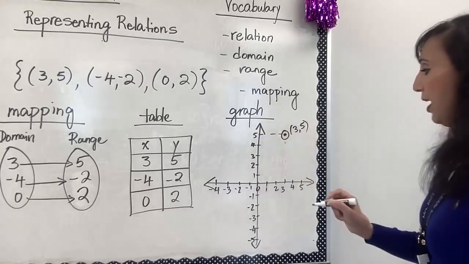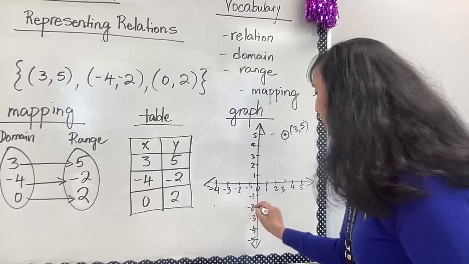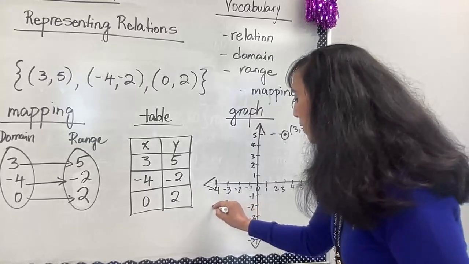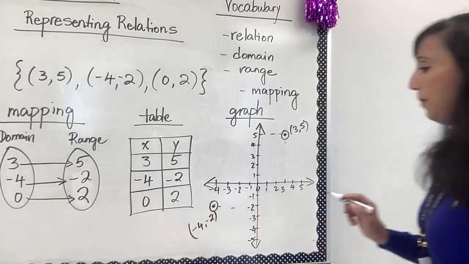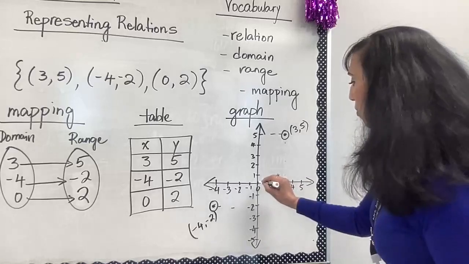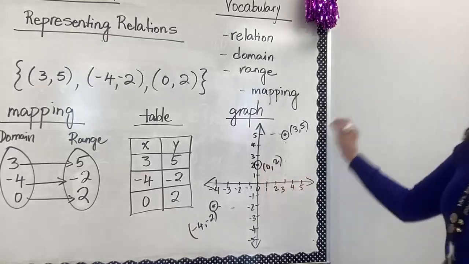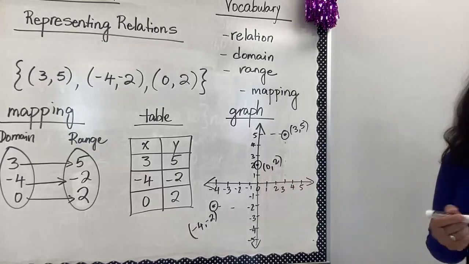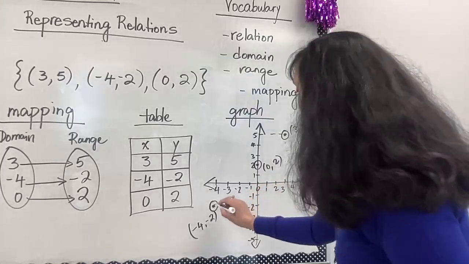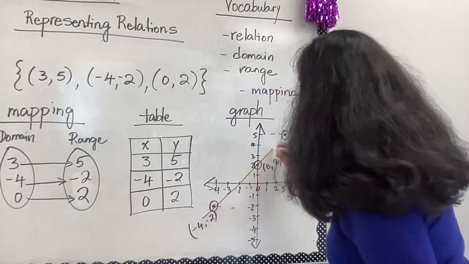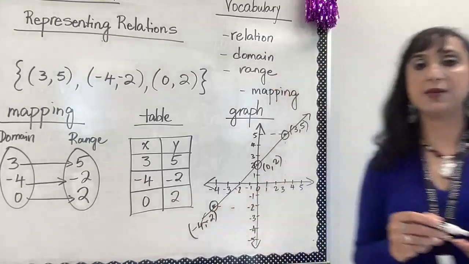And then if I have -4, -2, here's -4, and -2 is here, so this is where they meet. And this is -4, -2. That is my ordered pair. And then I have 0, 2. So here is 0, 2. So look, as you can see, I have graphed it. And this is my line, if you're looking at it. There. Okay, so there's my graphing.